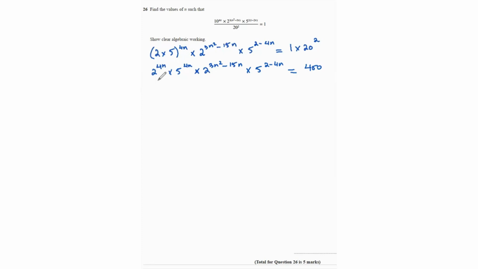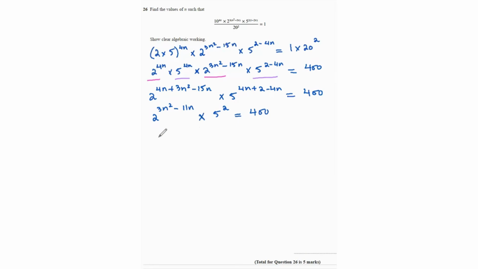Now what we will do next is combine the similar bases. Whenever we have similar bases being multiplied, which is one of the rules of indices, we add the powers. So 2 to the power of 4n plus 3n squared minus 15n times 5 to the power of 4n plus 2 minus 4n equals 400. So that's 2 to the power of 3n squared minus 11n times 5 to the power of 2, because 4n minus 4n is 0.